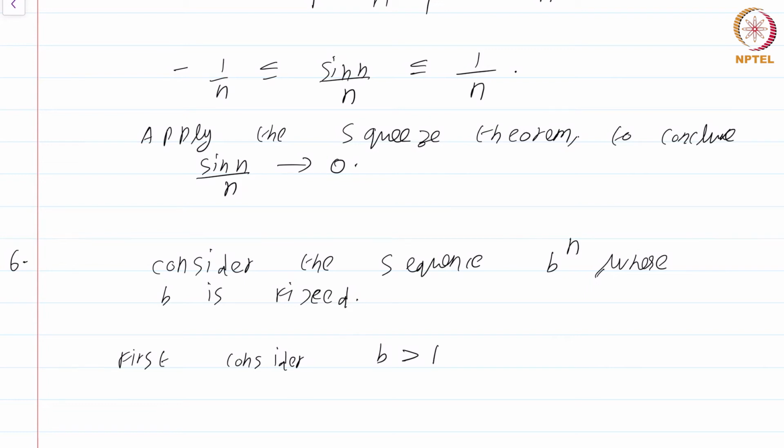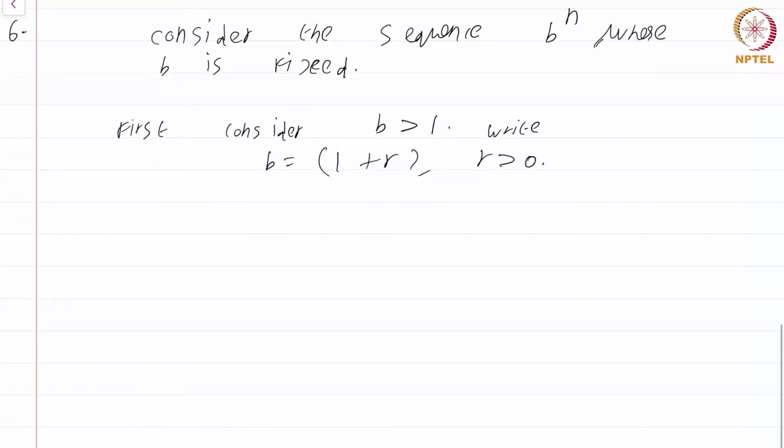Consider the case b greater than 1. What I do is write b as 1 plus r, where r is greater than 0. I can do this because I'm assuming b is greater than 1. Now I want to compute 1 plus r power n. That's the nth term of this sequence. How do you compute this? Well, we know the familiar binomial formula. If you're not familiar with this, just check your high school textbooks again. You would have proved it using induction or by a combinatorial argument.